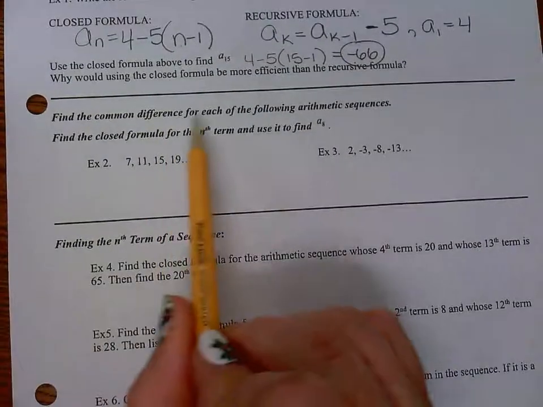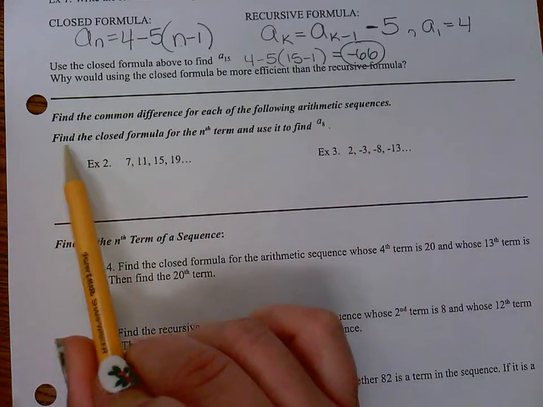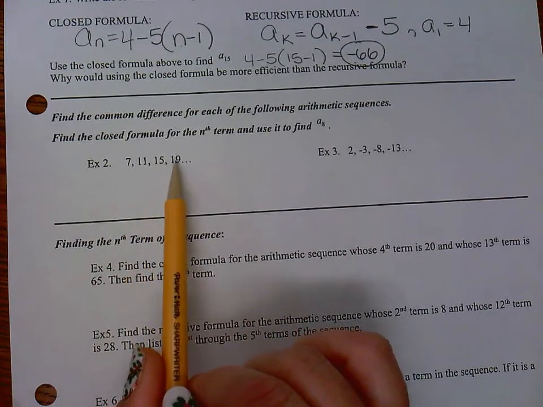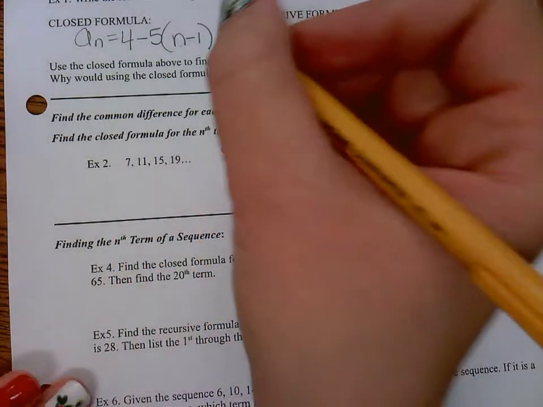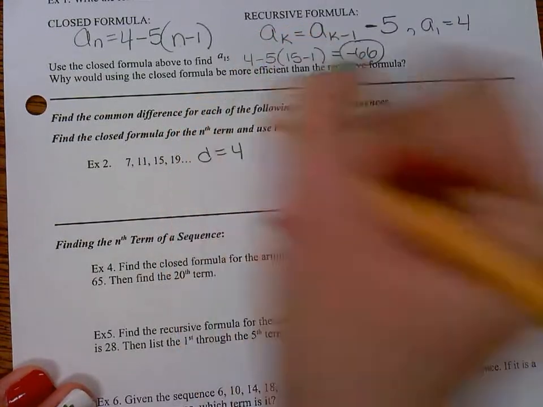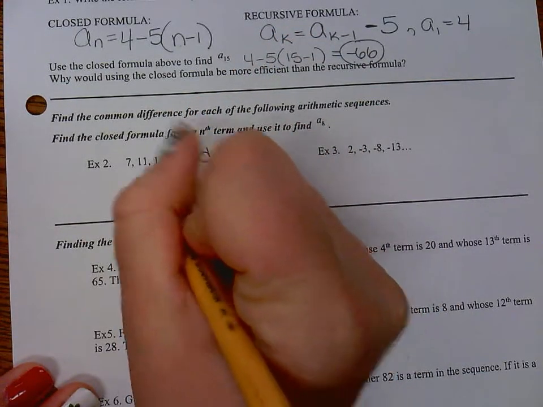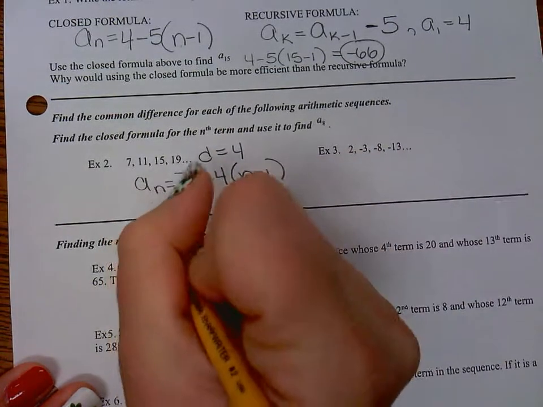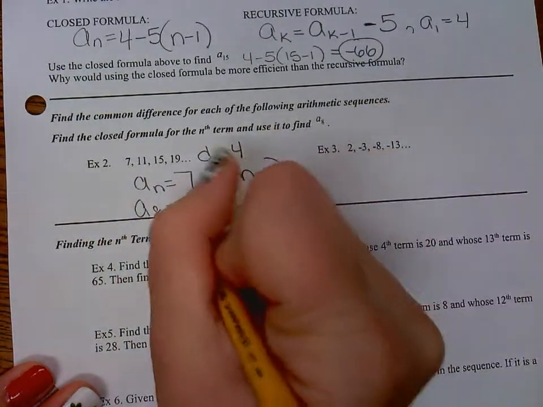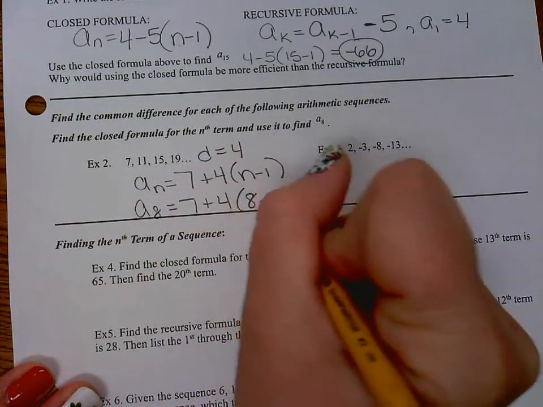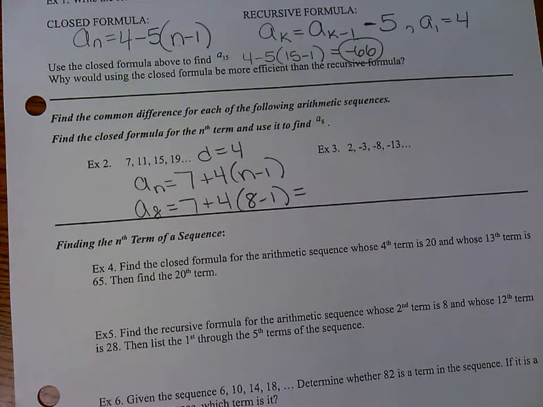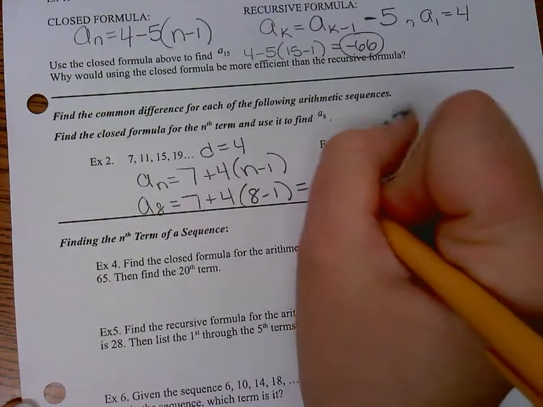Find the common difference for each of the following arithmetic sequences, find a closed formula, and use it to find a sub 8. So 7, 11, 15, 19. What's the common difference each time? It's going up by 4. So if I write my sequence, I'm starting at 7, I'm adding 4, n minus 1 times. Now I want to find a sub 8. So I'm going to plug in 8 where I see n and evaluate it. So 7 plus 4 times 8 minus 1 comes out to 35.